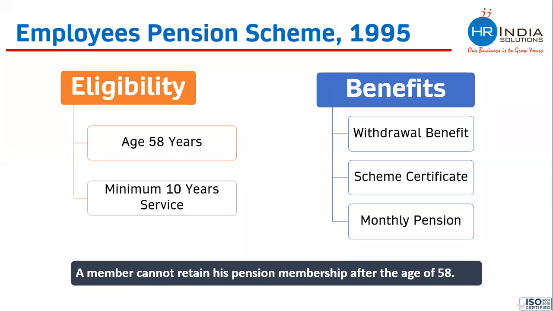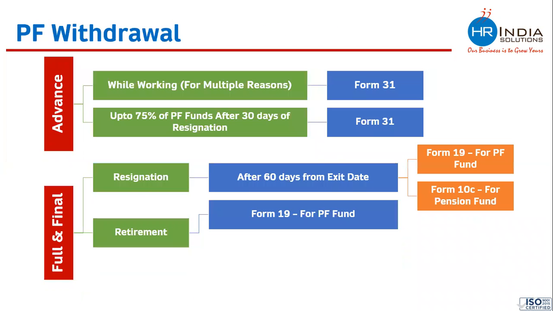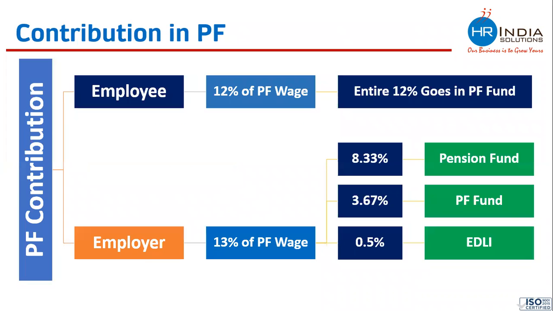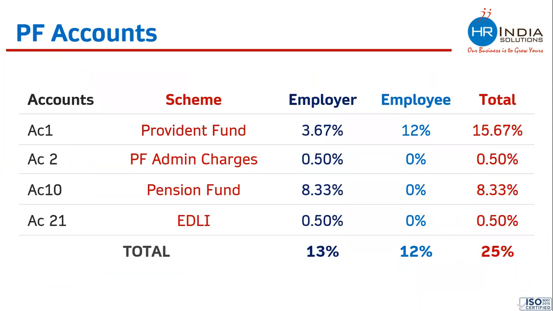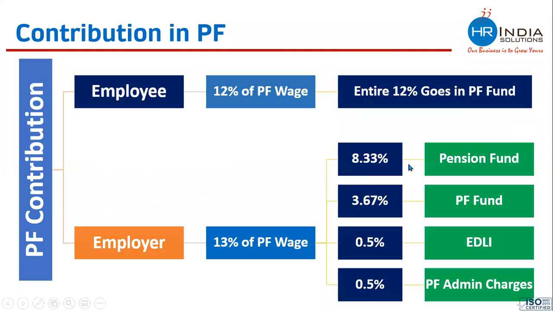We have seen that in Provident Fund, 12% is contributed by employee and employer, which can be increased also. And we have seen that 8.33% is contributed in pension fund by the employer. Even if the employer wants or wishes to contribute more in pension fund, they are not allowed to.